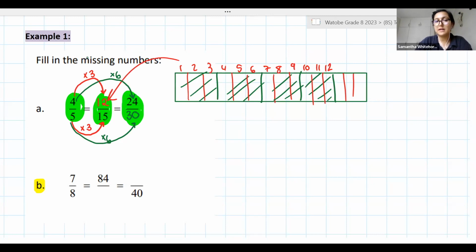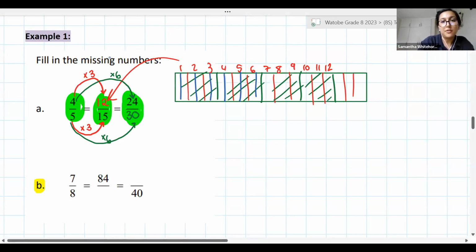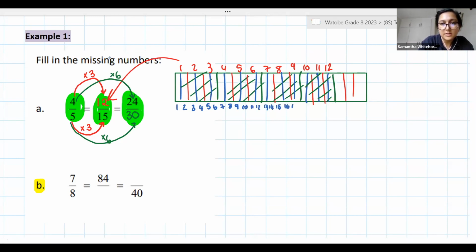If I wanted to then get 30 parts, which is going to be a little bit of a mission, I would have to split this in half again. So I've got all these tiny little thin rectangles that I'm talking about. But if I count them, which again is very tedious, 7, 8, 9, 10, 11, 12, 13, 14, 15, 16, 17, 18, 19, 20, 21, 22, 23, 24. Sorry, I got a bit squished there. We've got our 24 over 30.